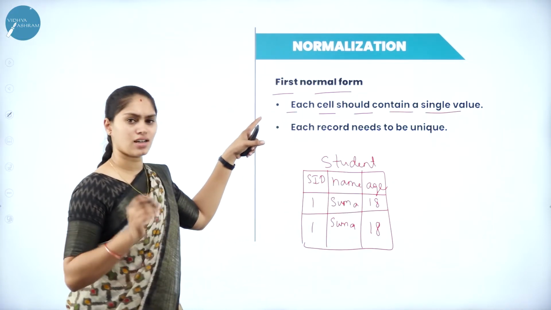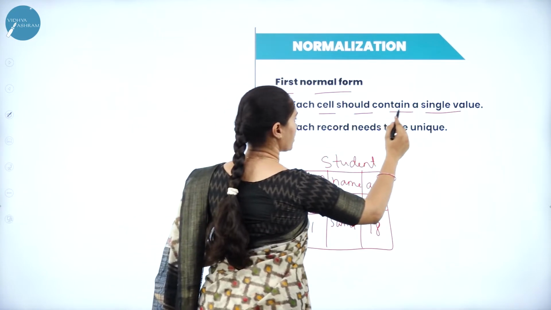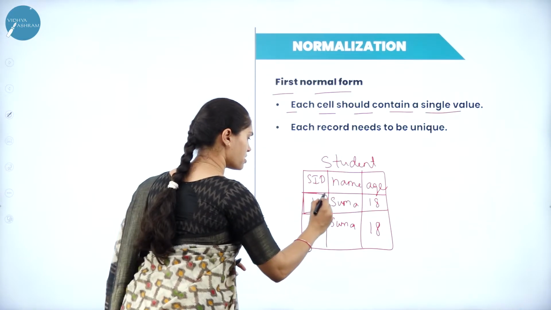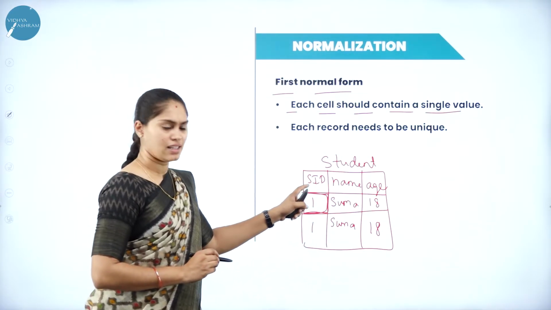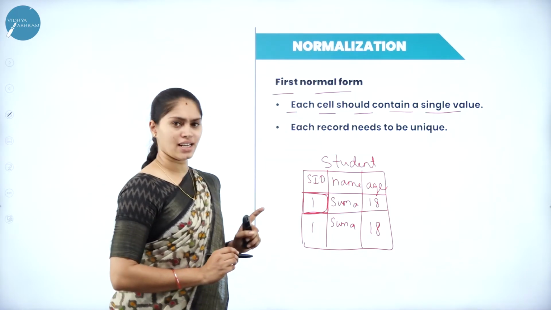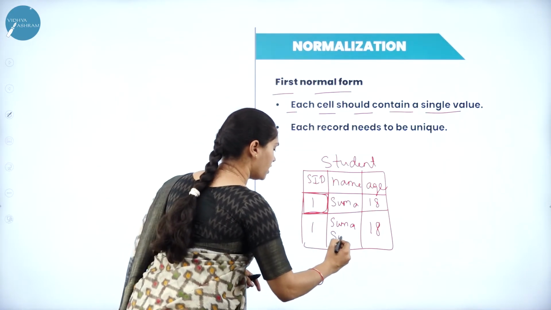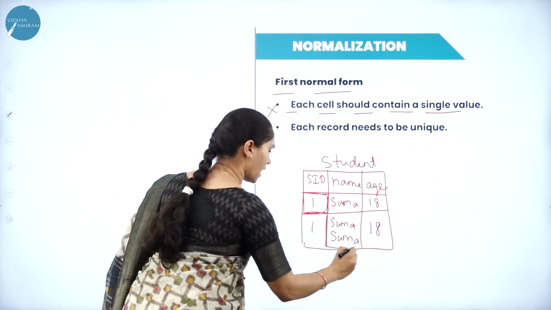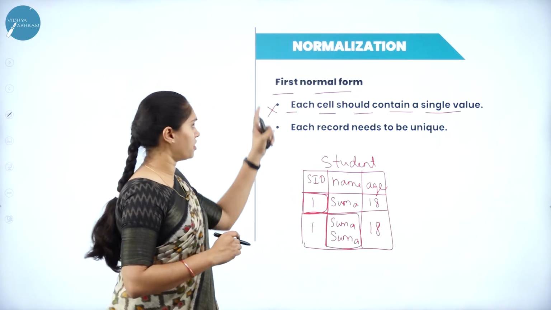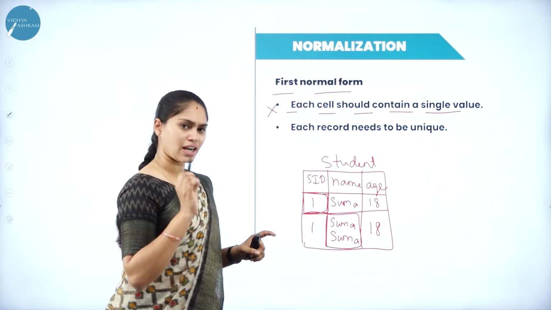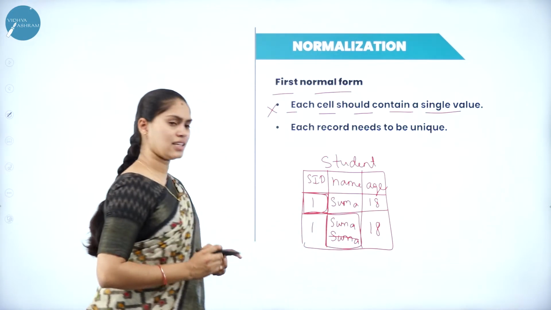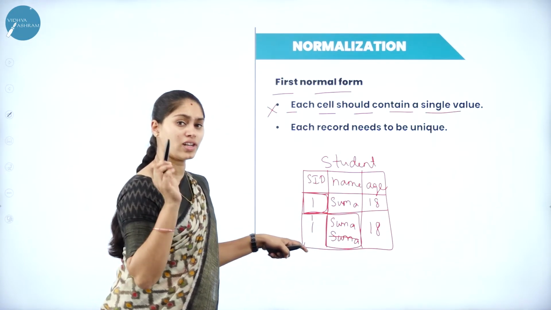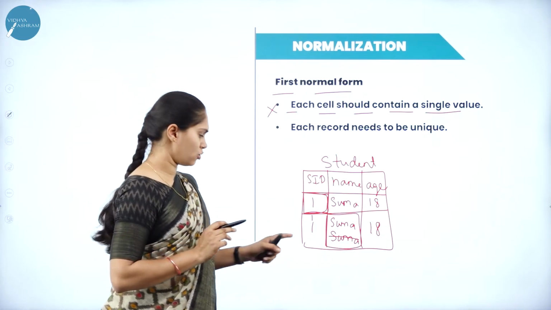What is the first rule? Each cell should contain a single value. If you consider these cells, the intersection of rows and columns is considered a cell. So each cell should contain a single value. If I write one more name, Suma, in the same cell, this will not obey this rule. At that time we are not going to have the student table in first normal form. So it should contain only a single value. You should not put this Suma again in the same cell, and I can't put 1, 1. I have to give only one value, there must be a single value in each cell.